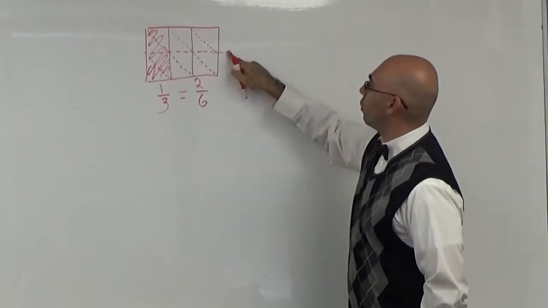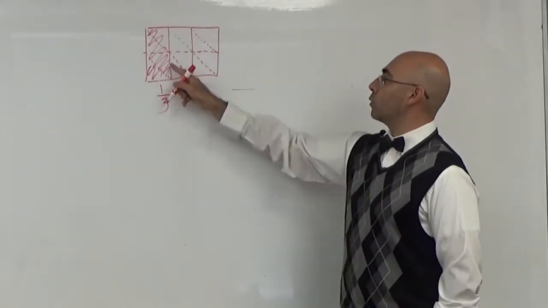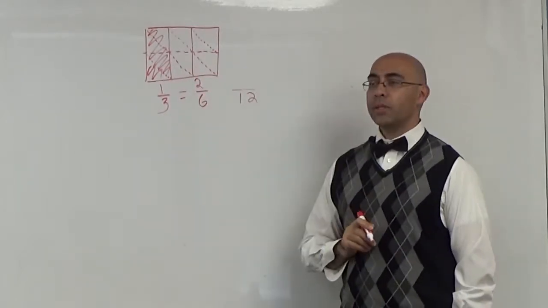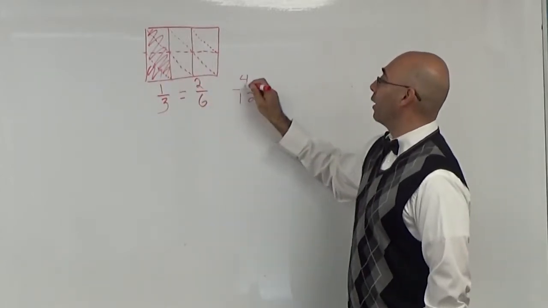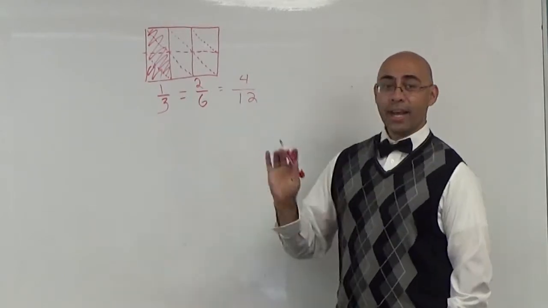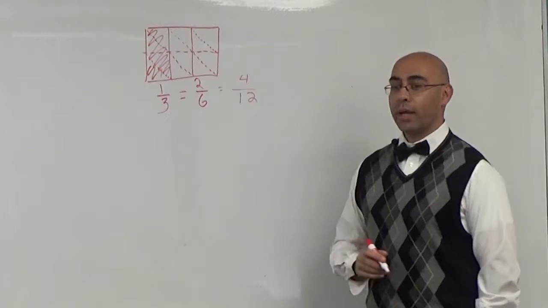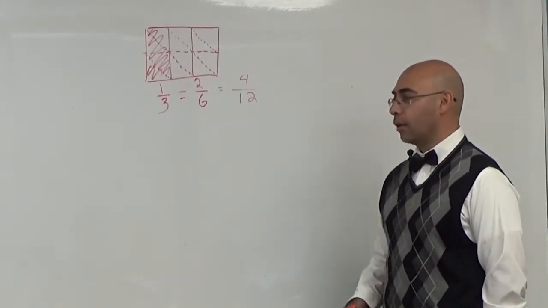That's all shaded. So, how many pieces did I cut this into now? 1, 2, 3, 4, 5, 6. 6 and 6 is 12. I cut it into 12 pieces. How many pieces are shaded? 4. 1, 2, 3, 4. Again, did I add any more pieces? No. Did I shade any more things here? No. So we got ourselves 3 different ways to write a fraction, and they all mean the exact same thing.